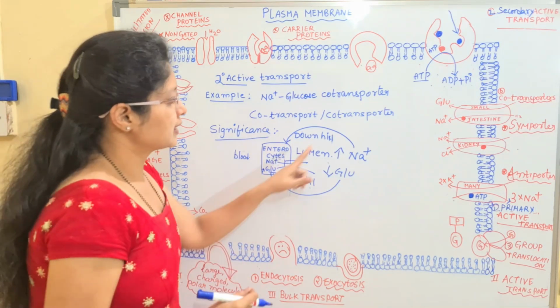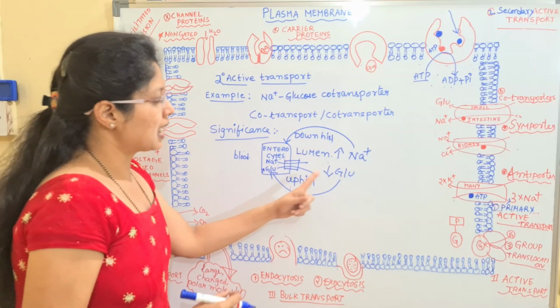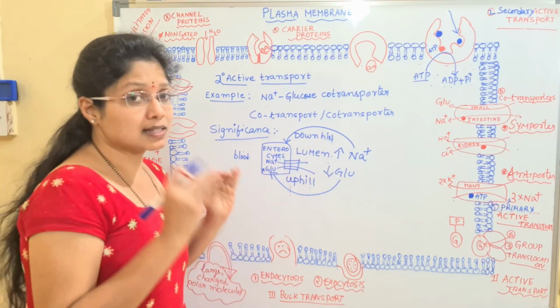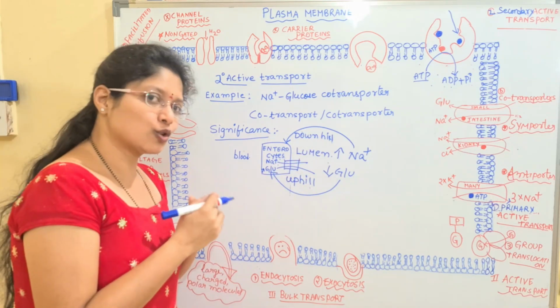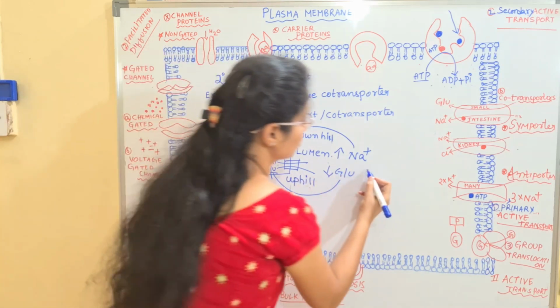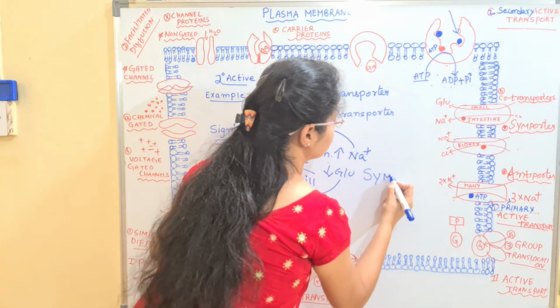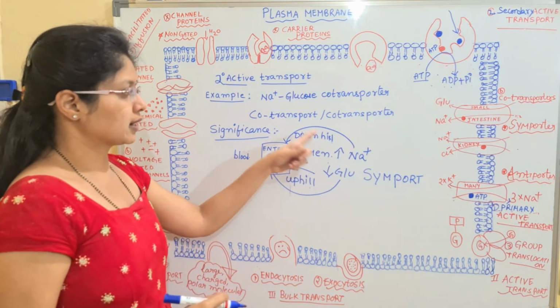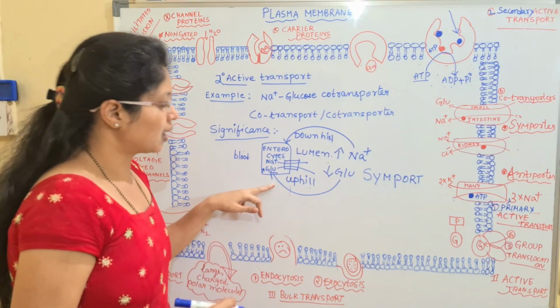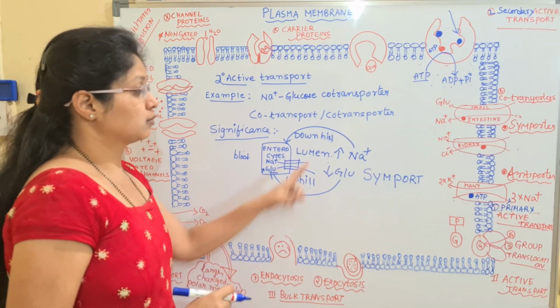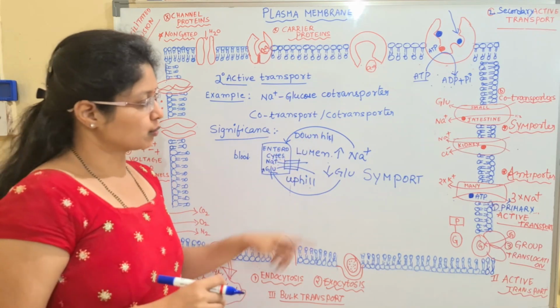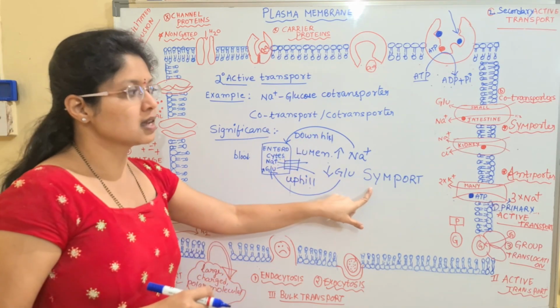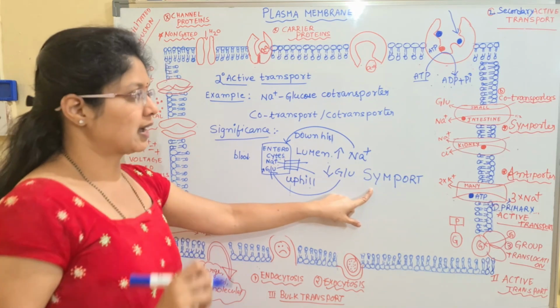So in this case, both the molecules, as they are moving in the same direction, this is called a symport, right? So what is it known as? Symport. Clear with this, children? Mainly one is showing downhill movement and the other is showing uphill movement, but they are moving in the same direction. We call this co-transport as symport. So that is what I have mentioned here.